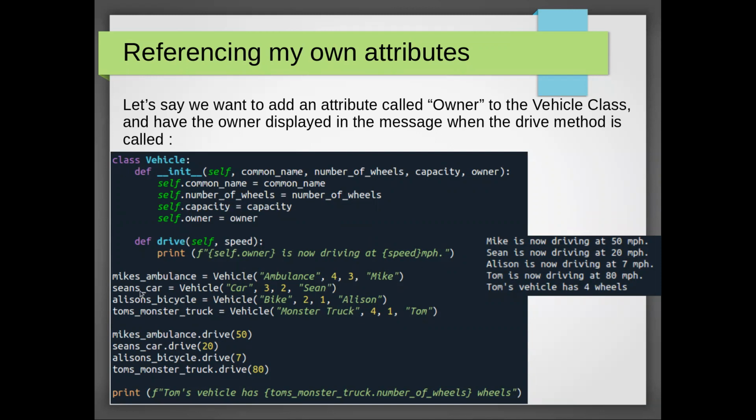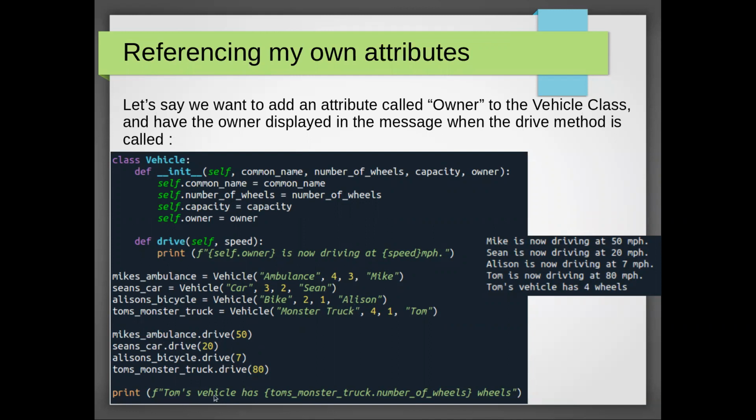And so then I could set up in the same way I did before, Mike's ambulance, Sean's car, Alison's bicycle, and Tom's monster truck. And then I can call the drive method on each of those things with different speeds. So I can say Mike's ambulance.drive. That will call the drive method of the copy of this class that's stored within that particular object. As I told Mike to drive at 50 miles per hour, and it'll print this message here: Mike is now driving at 50 miles per hour, etc., etc.